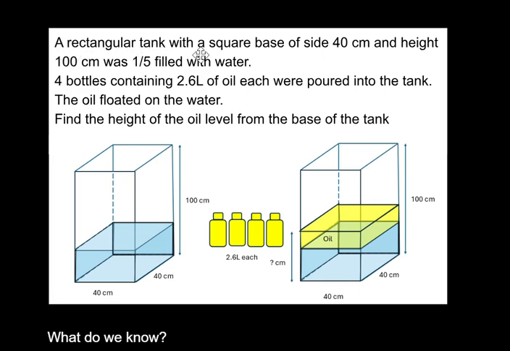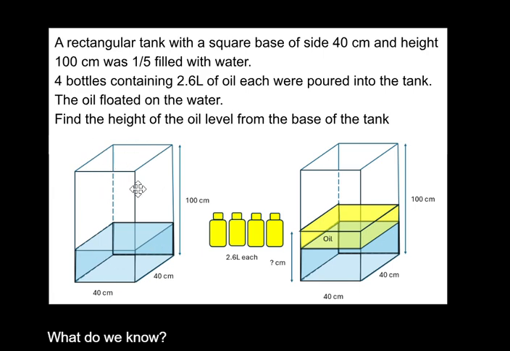A rectangular tank with a square base of side 40 cm and the height of 100 cm was 1/5 filled with water. 4 bottles containing 2.6 liter of oil each were poured into the tank. The oil floated on the water. Find the height of the oil level from the base of the tank.